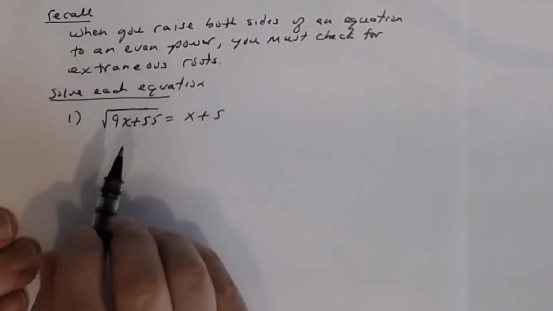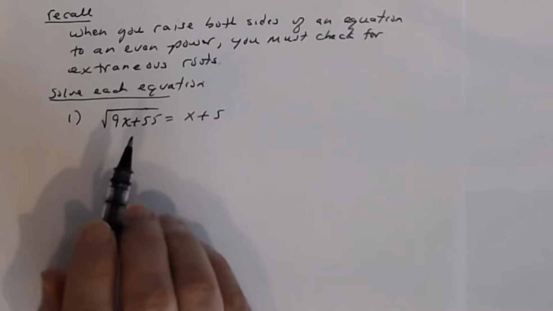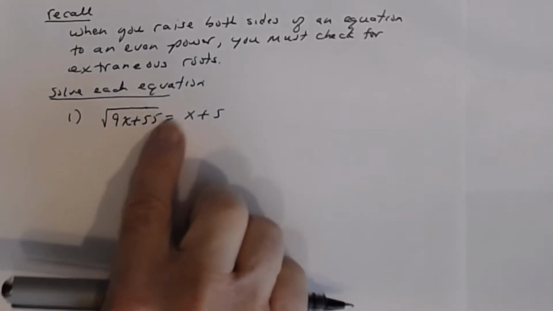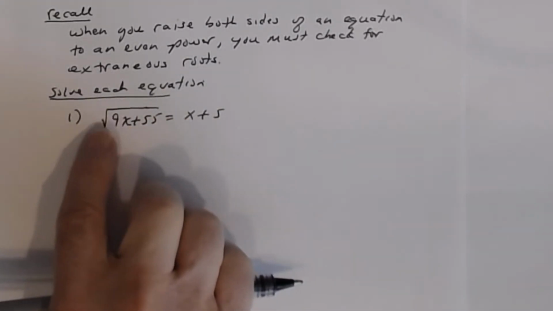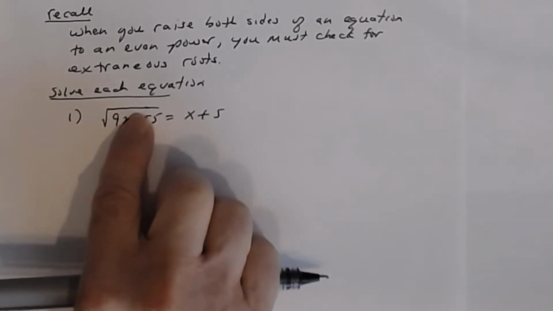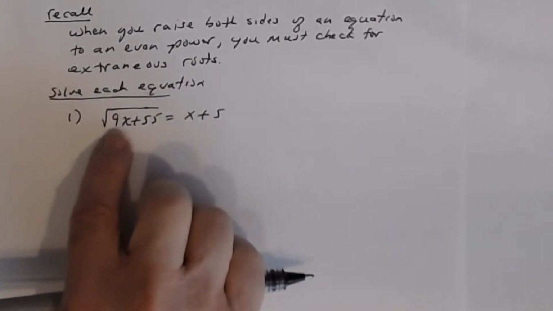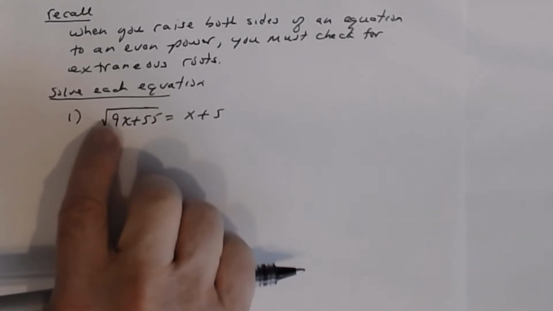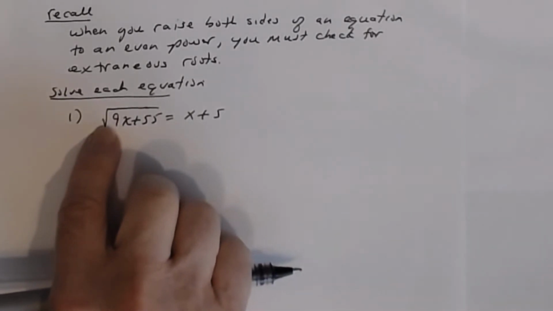Okay, so remember, when solving a radical equation, a square root equation, you have to get the square root by itself. So step one is to get that square root by itself. Step two is, once you get it by itself, you want to get rid of that radical symbol. In this case, it's a square root.